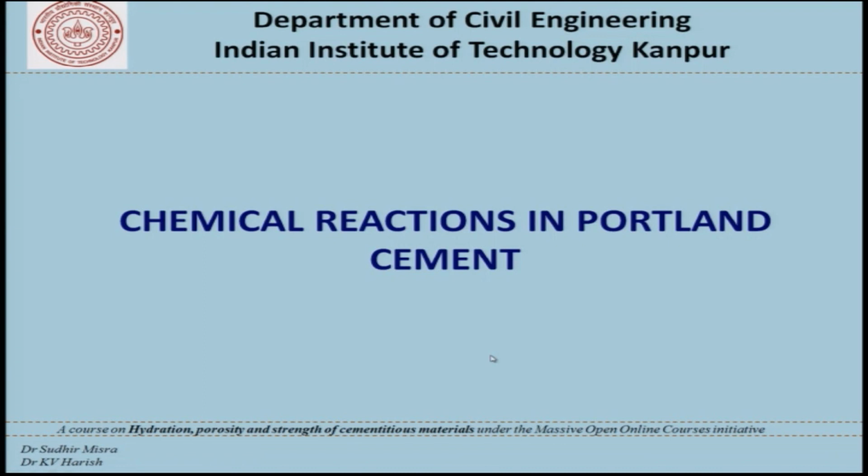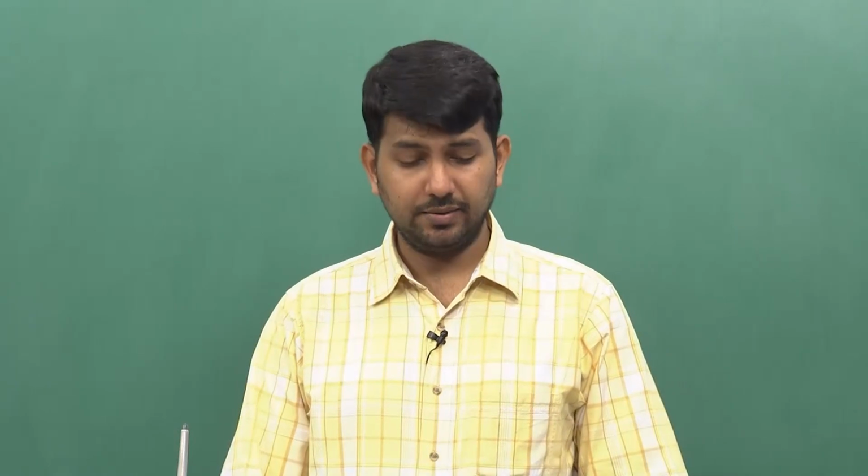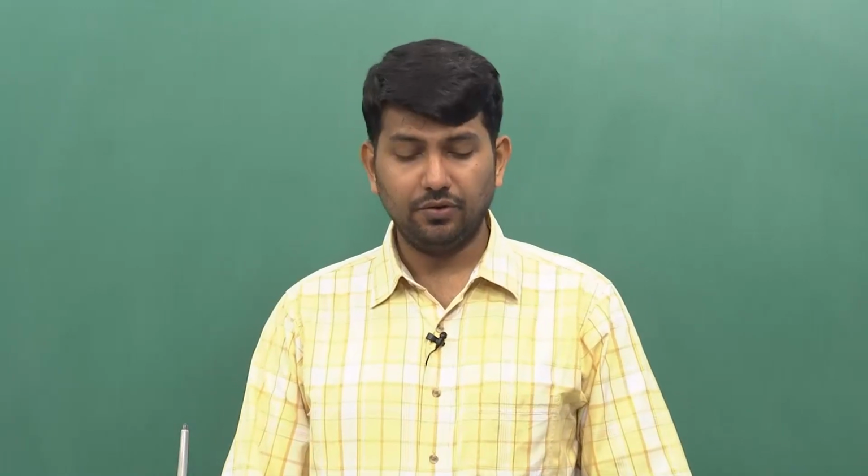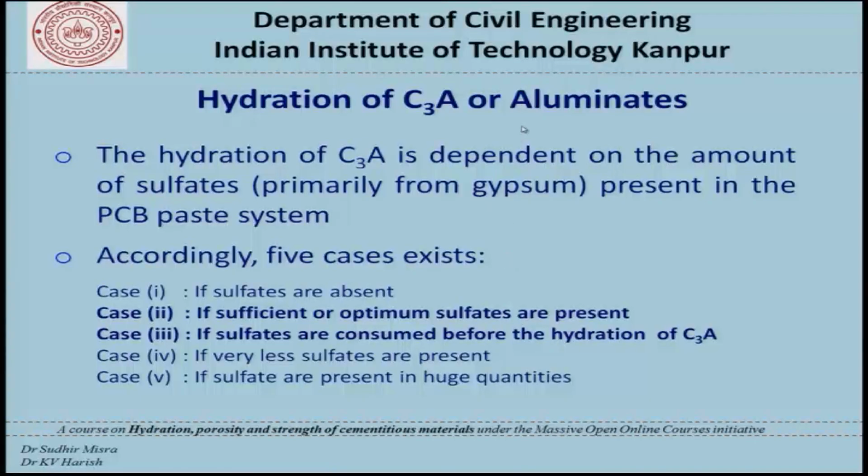So with this the reactivity of clinker compounds gets over. We will now get on to the chemical reactions in Portland cement. There are primarily 4 reactions that take place. The first one is tricalcium aluminate. The hydration of C3A is dependent on the amount of sulfates, primarily from gypsum, present in the Portland cement paste system. Accordingly, you have 5 different cases, and each of the 5 cases is extremely important, hence it is requested that you please pay attention.